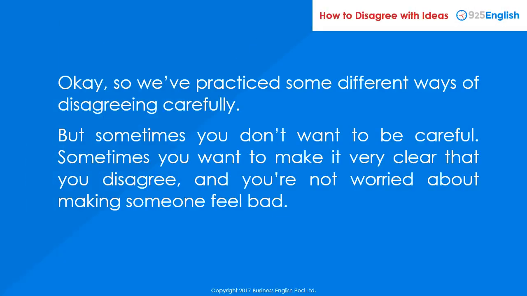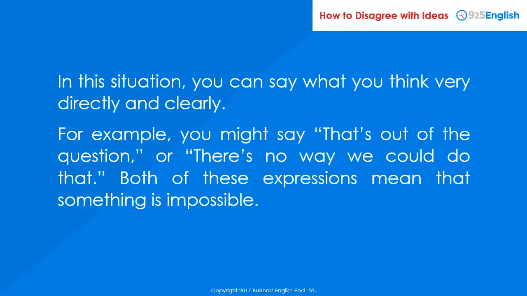Okay, so we've practiced some different ways of disagreeing carefully. But sometimes you don't want to be careful. Sometimes you want to make it very clear that you disagree, and you're not worried about making someone feel bad. In this situation, you can say what you think very directly and clearly. For example, you might say, "That's out of the question," or "There's no way we could do that." Both of these expressions mean that something is impossible.